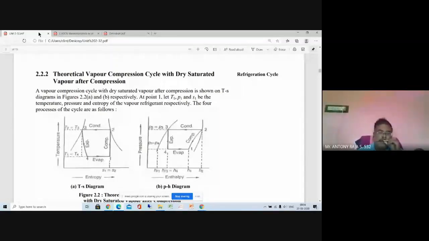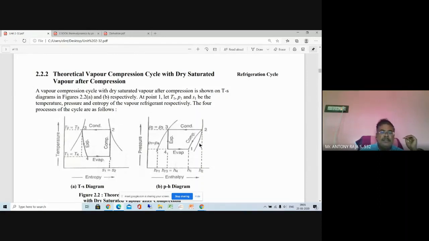In the previous class, we discussed the vapor compression refrigeration cycle that you already did in the experiment in the thermal engineering laboratory, the performance test on refrigeration test rig. Now we will move on to the vapor compression cycle. Here, this is the first case. This is a p-h diagram and this is a temperature-entropy diagram.